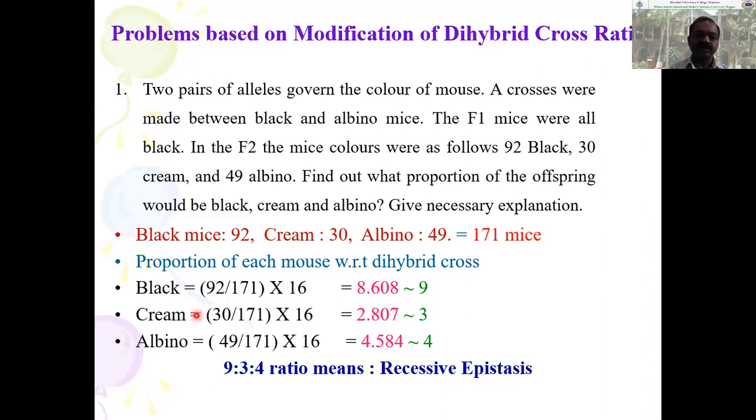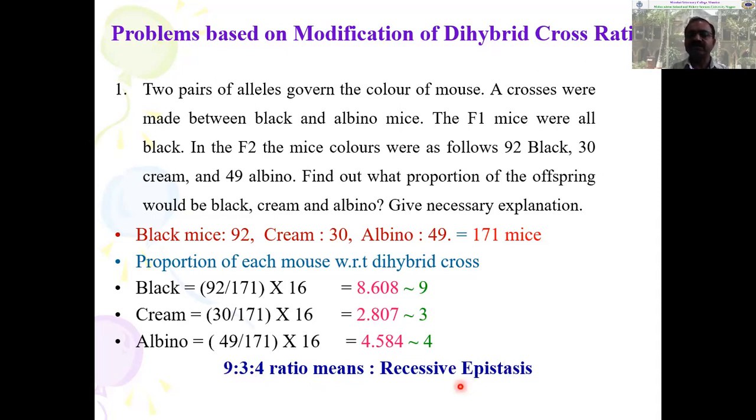Once again, I will explain. To find out the proportion of each phenotype to the total with respect to the dihybrid cross, we have to take the ratio of the individual number of each phenotype to the total, multiplied by 16. In this way, we find the proportion of each and every phenotype that we have. After that, we compare with the modified ratios. After comparing, we know that 9:3:4 is a classical recessive epistasis example.